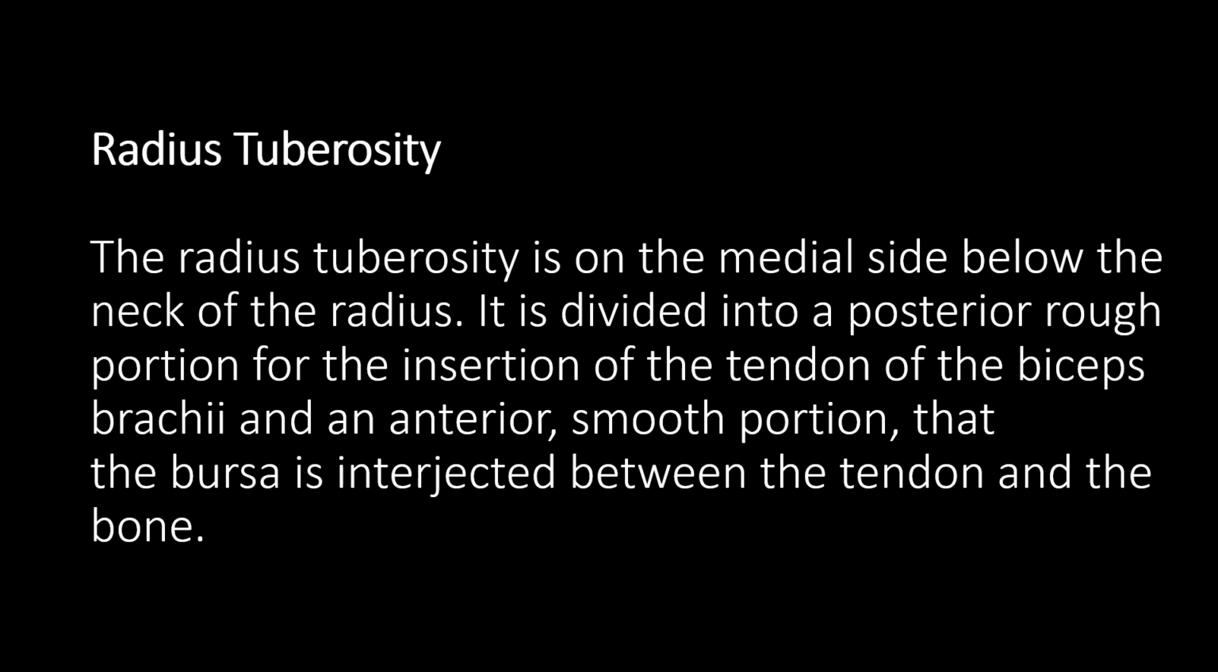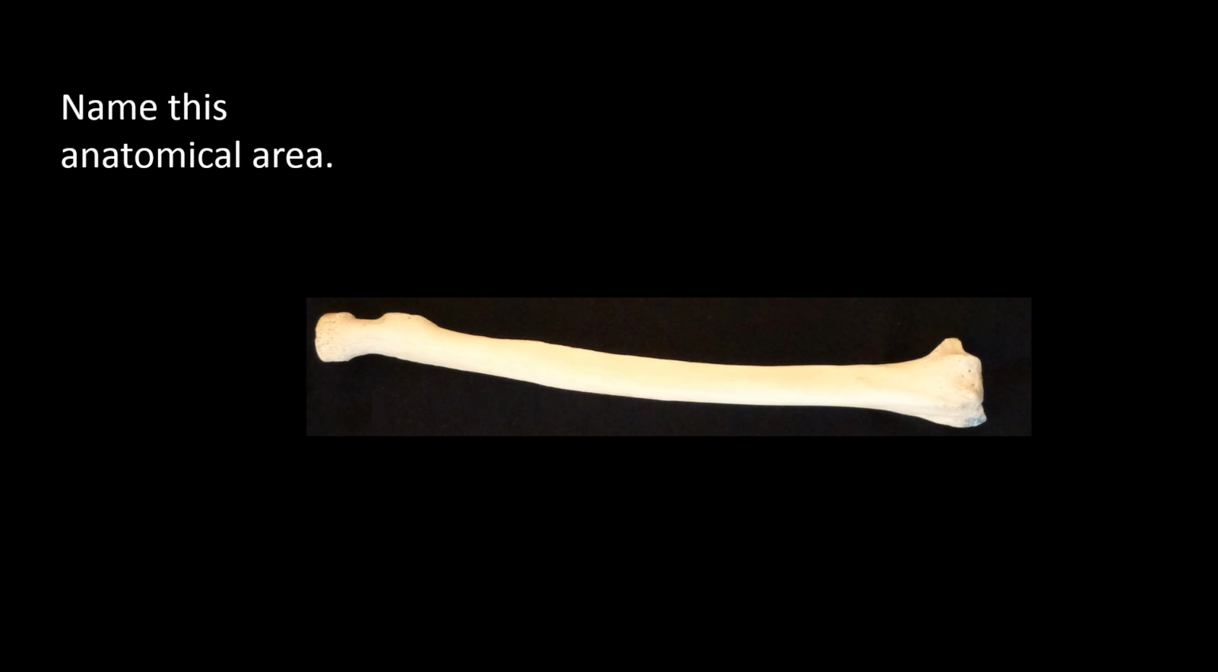Radius tuberosity. The radius tuberosity is on the medial side below the neck of the radius. It is divided into a posterior rough portion for the insertion of the tendon of the biceps brachii and an anterior, smooth portion, where the bursa is interposed between the tendon and the bone. Name this anatomical area.